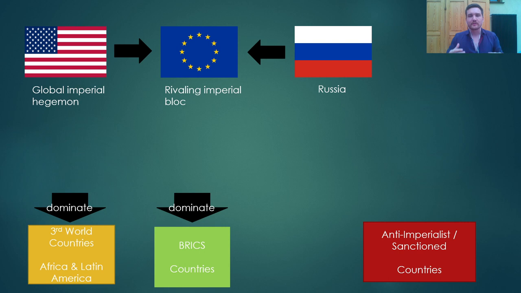Now the European Union, or basically Europe, so to say, is dependent on Russia, but also dependent on the United States. It has dependencies on both sides. It's playing both sides, so to say, right? And of course, those imperial blocs dominate the third world, dominate the second world, the BRIC countries, and of course there are also the sanctioned and or anti-imperialist countries.